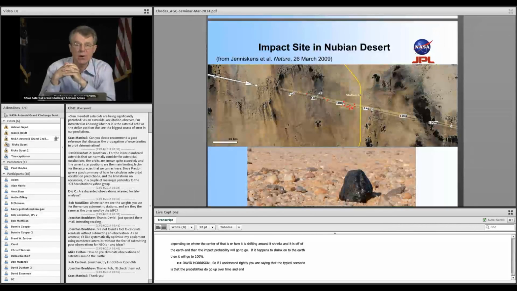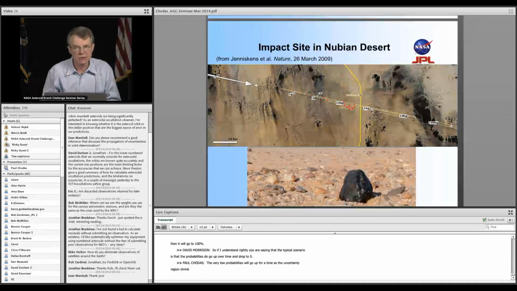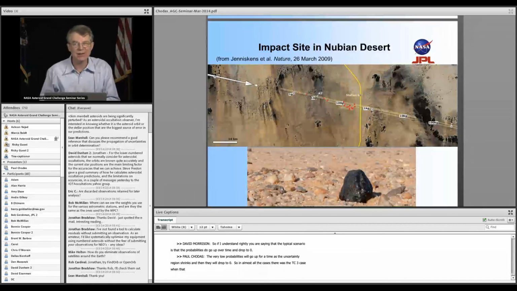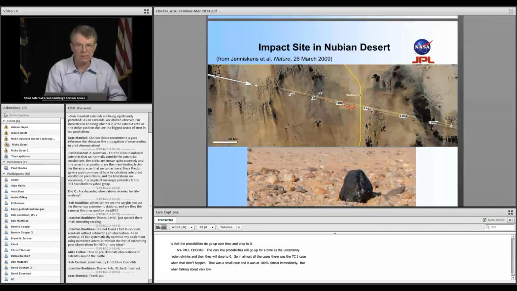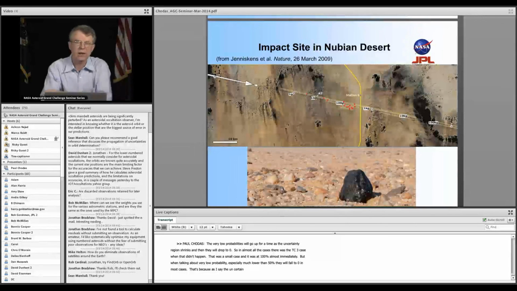The typical scenario is these very low probabilities will go up for a time as the uncertainty region shrinks, and then they will drop to zero. So in almost all the cases, of course, there was the TC3 case when that didn't happen. That was a small case, and it was at 100% almost immediately. But when we're talking about these very low probabilities, especially much lower than 50%, they will fall to zero in most cases. That's because, as I say, the uncertainty region will shrink and it'll be off of the Earth. So that's the important thing to remember.